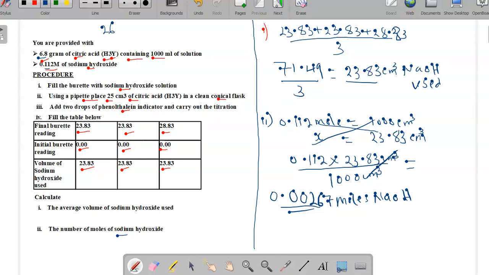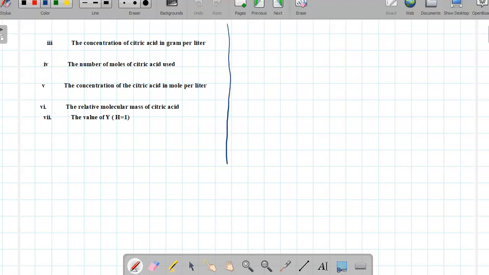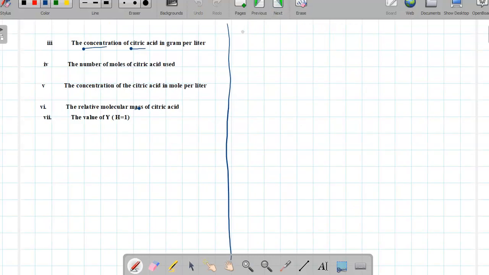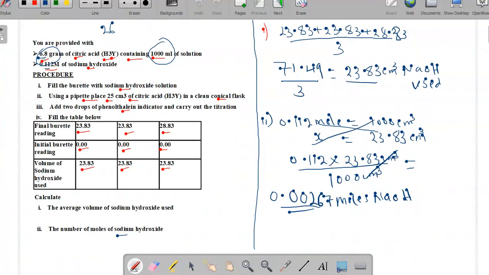The next question, let me go to the next page. My blackboard is different. The concentration of citric acid in gram per liter. We have the mass, which is 6.8 gram, and the total volume, which is 1000 ml. This is Roman 3. To solve it, 6.8 gram is equal to 1000 ml. The mass is 6.8 gram of the citric acid.